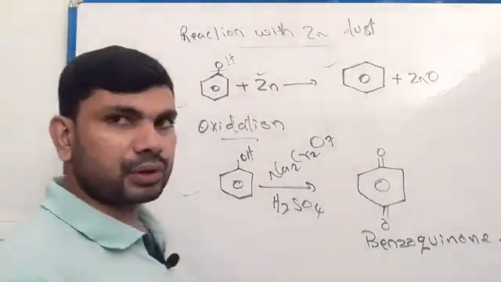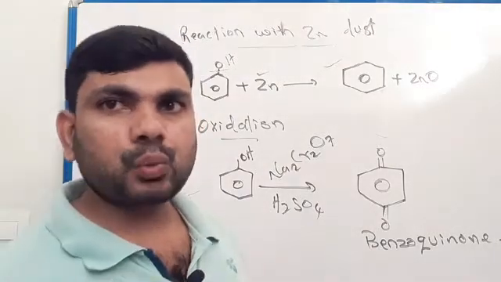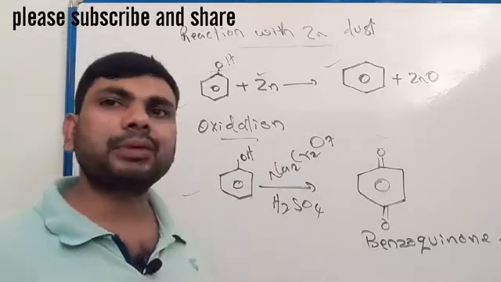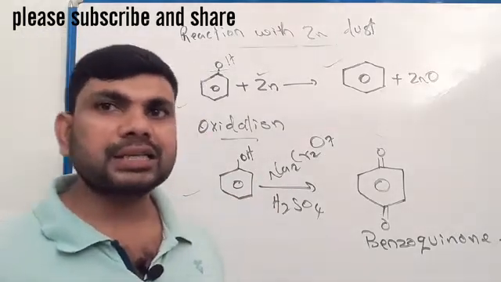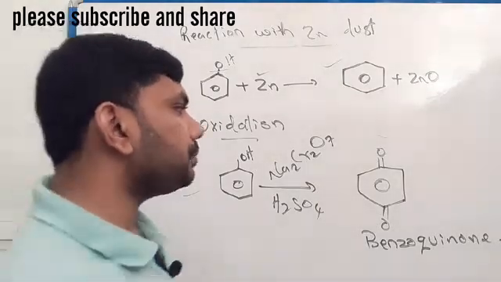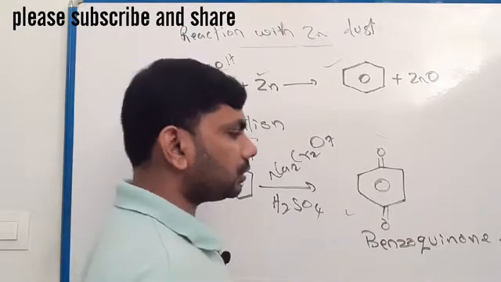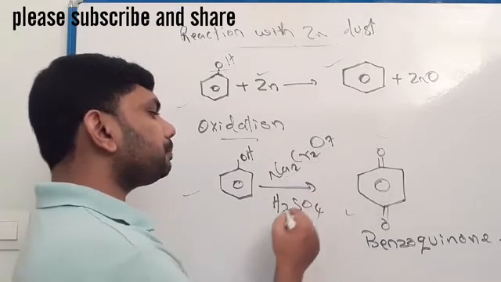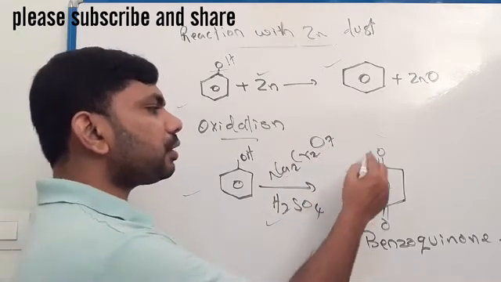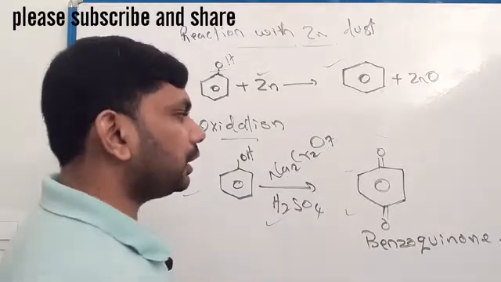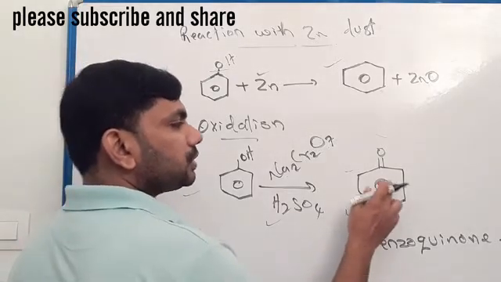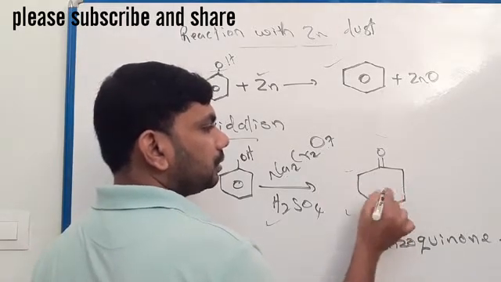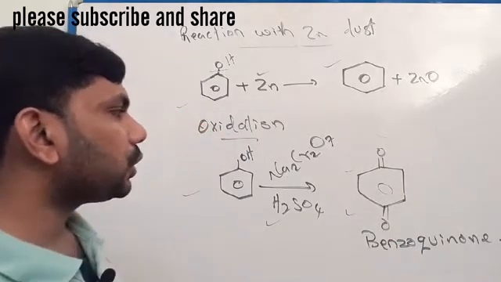Another one, oxidation of phenol. Phenol after oxidation with sodium dichromate in presence of sulfuric acid, benzoquinone will be formed. This chemical is called benzoquinone. This circle, you know, it is alternate double bonds. You can draw it like a circle. So benzoquinone will be formed.